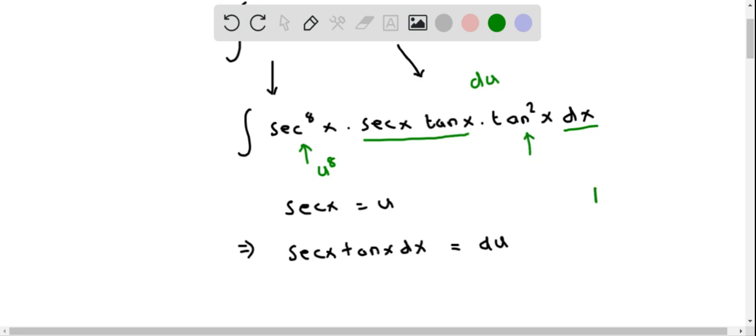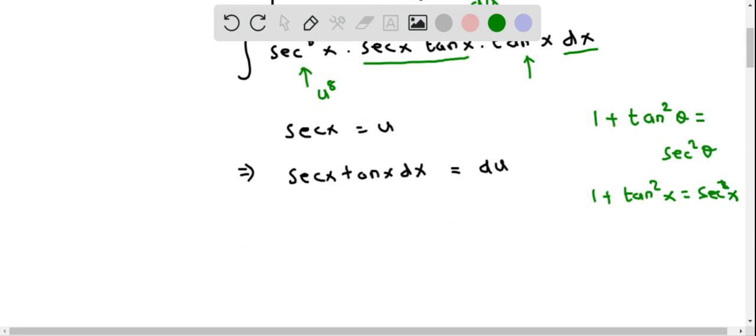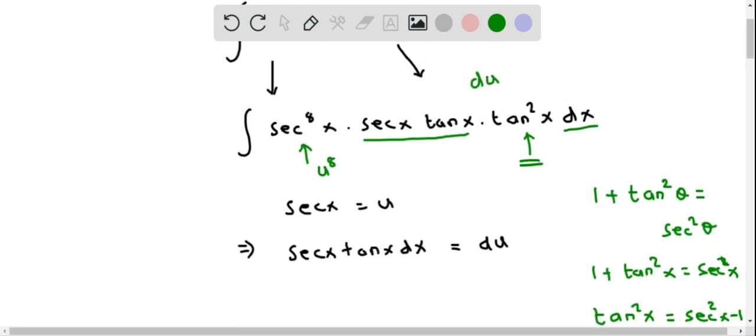For that, we are going to use the trigonometric identity, that is 1 plus tangent squared theta equals secant squared theta. Replacing theta by x, we will have 1 plus tangent squared x equals secant squared x. And so we can solve for tangent squared x by subtracting 1 from both sides. So we get tangent squared x equals secant squared x minus 1. This means we can replace this as secant squared x minus 1.